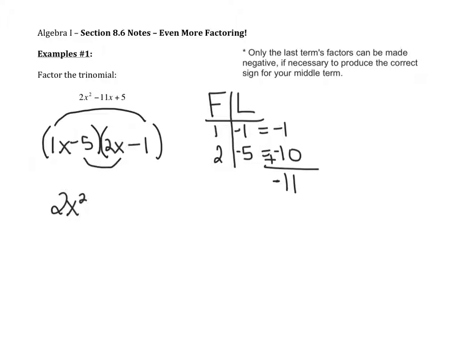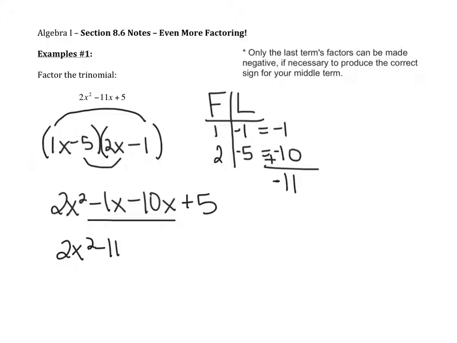1x times negative 1 is negative 1x. Negative 5 times 2x is negative 10x, and negative 5 times negative 1 is positive 5. So then when I combine like terms, these two terms in the middle, I would get 2x squared minus 11x plus 5, just like I got when I started.